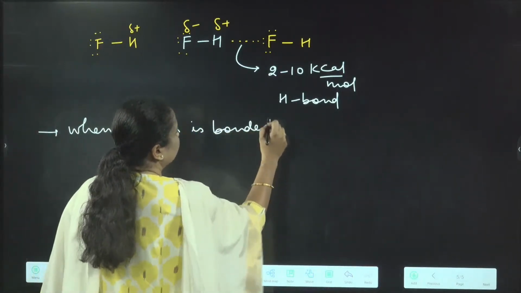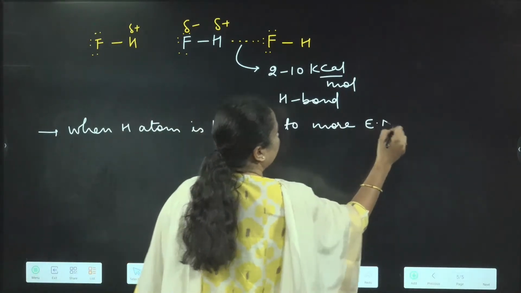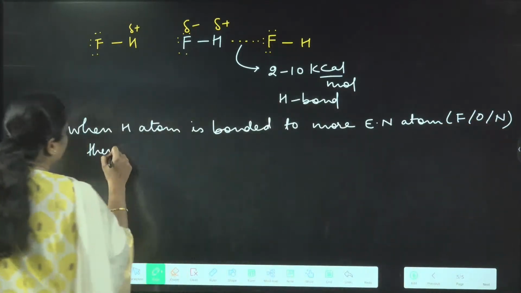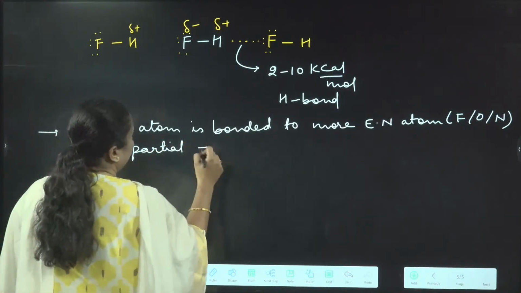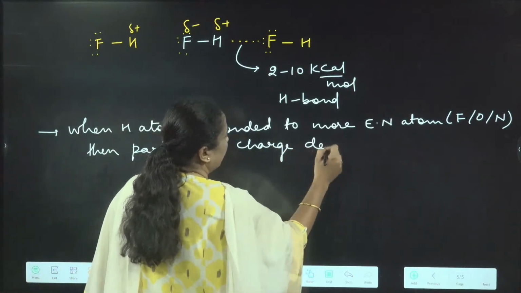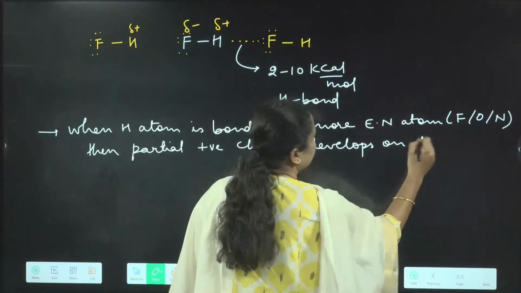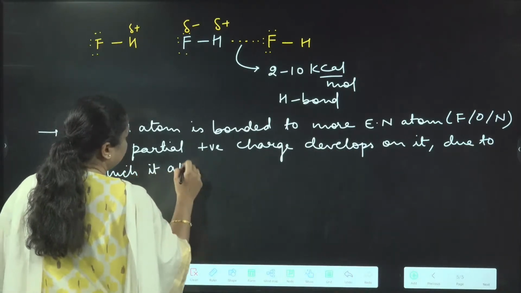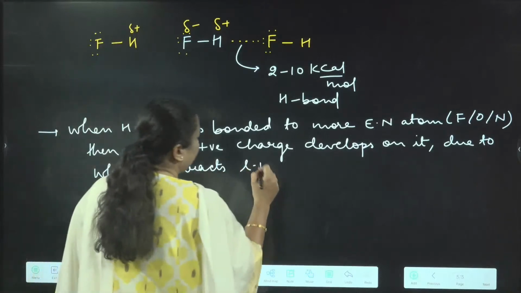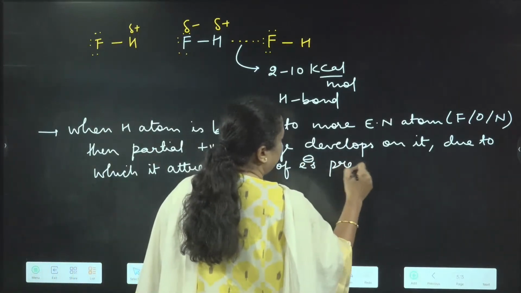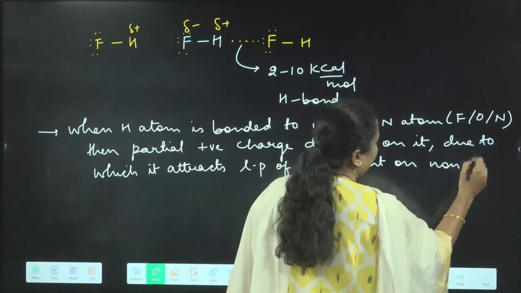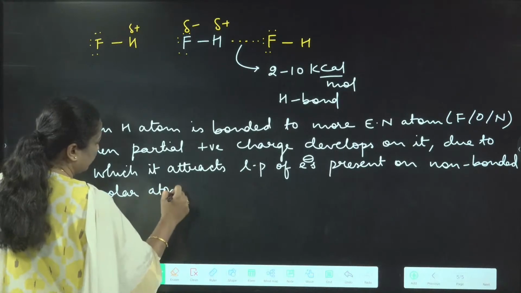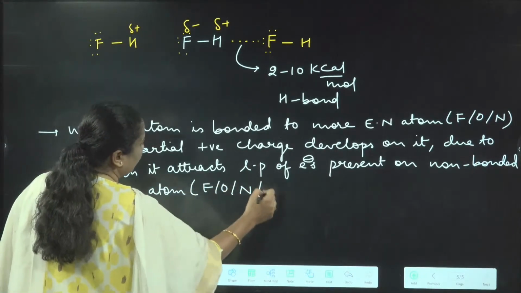So here I am going to write down: when a hydrogen atom is bonded to a more electronegative atom like fluorine, oxygen, nitrogen in general, then partial positive charge develops on it, due to which it attracts the lone pair of electrons present on a non-bonded polar atom. So you can have the non-bonded polar atom as fluorine, oxygen, nitrogen, chlorine.